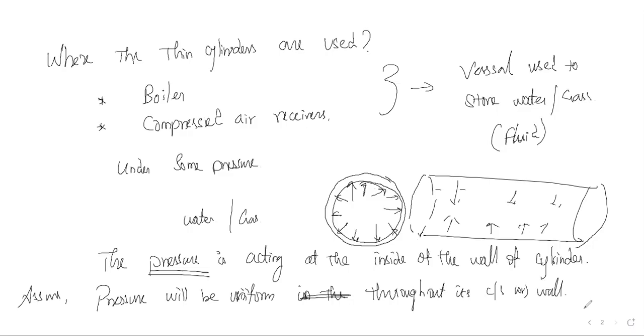Now, I said there are two pressures acting, one along the cross section and one along the longitudinal section. They have some names, and we are going to discuss those now. And because of the pressure, how the failure is going to happen in the cylinder, that also we are going to discuss now.